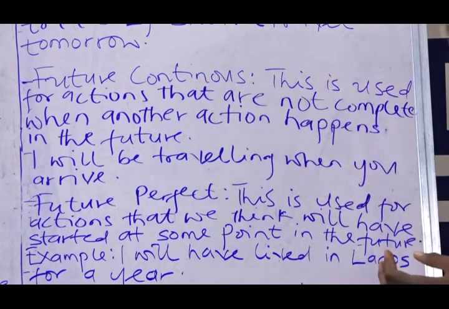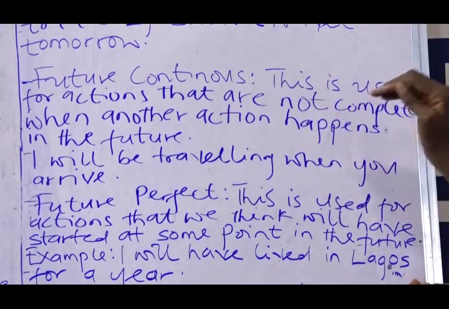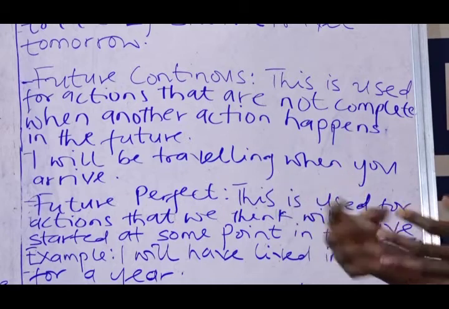Future continuous is used for actions that are not complete when another action happens in the future. You're talking about the future.